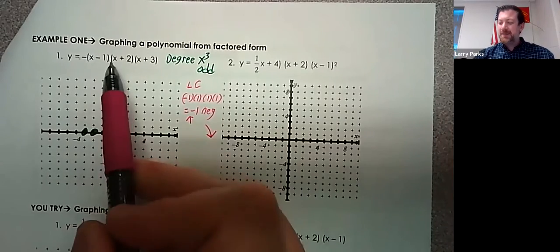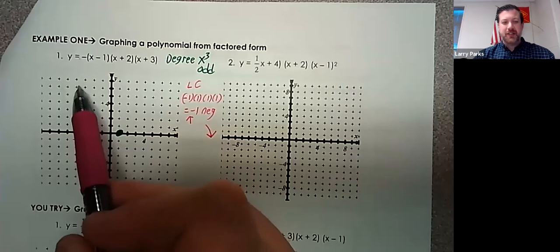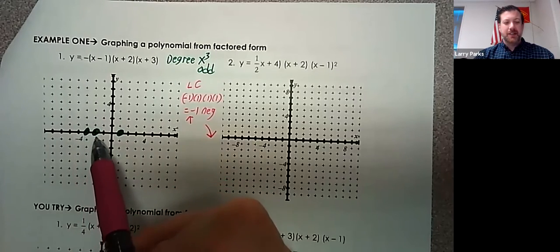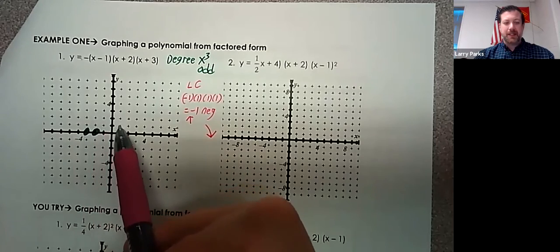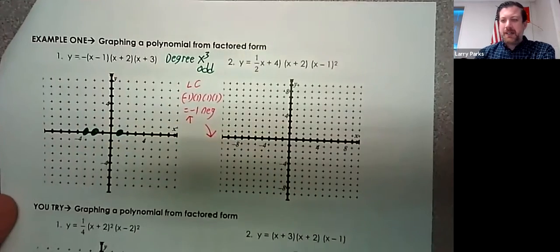Furthermore, because all of these have exponent of 1, it's just going to go straight through. So I know it's going to start up here, come down, come through, come back down. So there's nothing fancy here. And I'm not going to worry about the y-intercept.